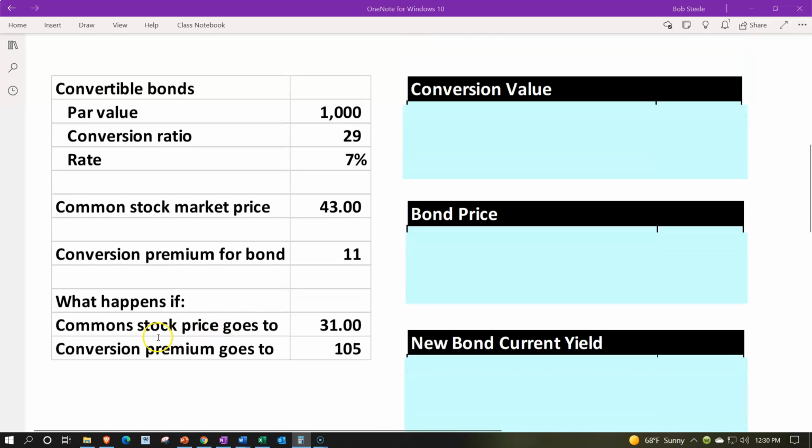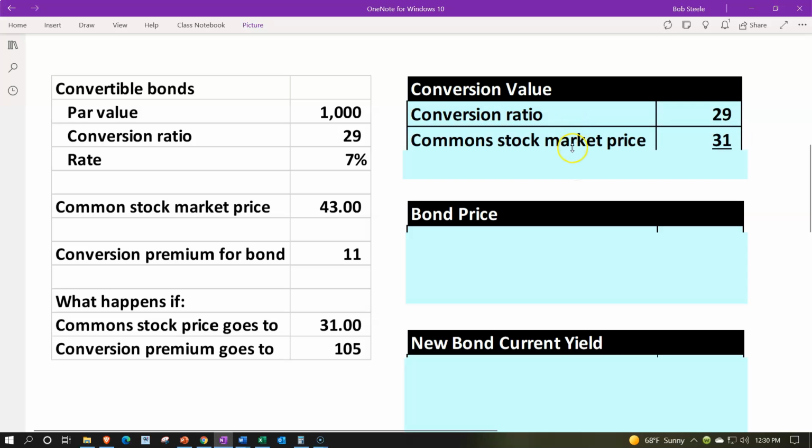The common stock, shouldn't really have an S there, price goes to $31, and the conversion premium then at the $105. Where would we stand in that case? Well, the conversion value now is going to be the same 29 shares that we can convert these bonds to. And now the common stock market price is $31.